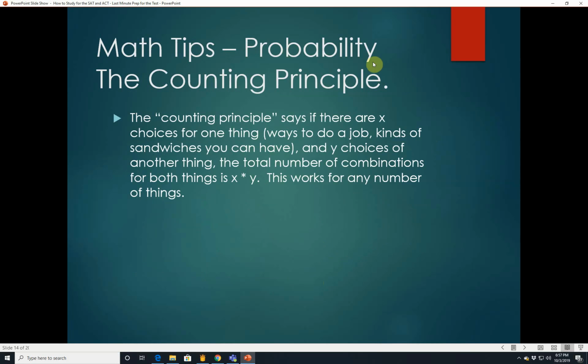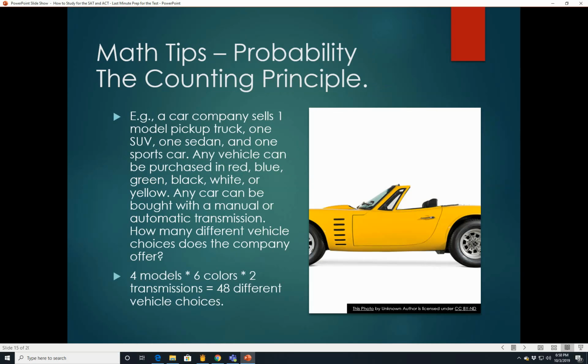All right. Math tips, probability, the counting principle. The counting principle says if there are X choices for one thing, such as ways to do a job, kinds of sandwiches you can have, and Y choices of another thing, the total number of combinations, not conversations, combinations, for both things is X times Y. This works for any number of things. So, for example, you could have a car company that sells 1 model pickup truck, 1 SUV, 1 sedan, and 1 sports car. Any of those vehicles can be purchased in red, blue, green, black, white, or yellow.